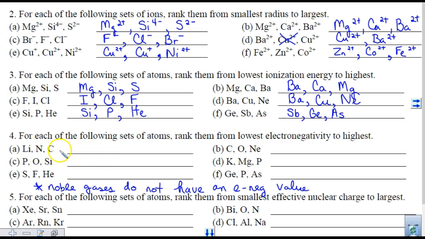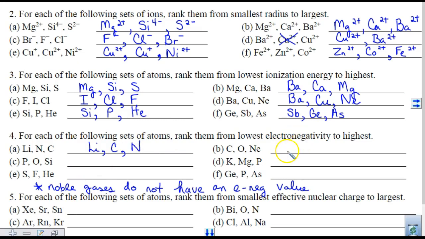So out of these three, the element located farthest to the right is nitrogen. So that's going to be our highest value. Farthest to the left is going to be our lowest value. So our lowest is lithium, followed by carbon, and then nitrogen.